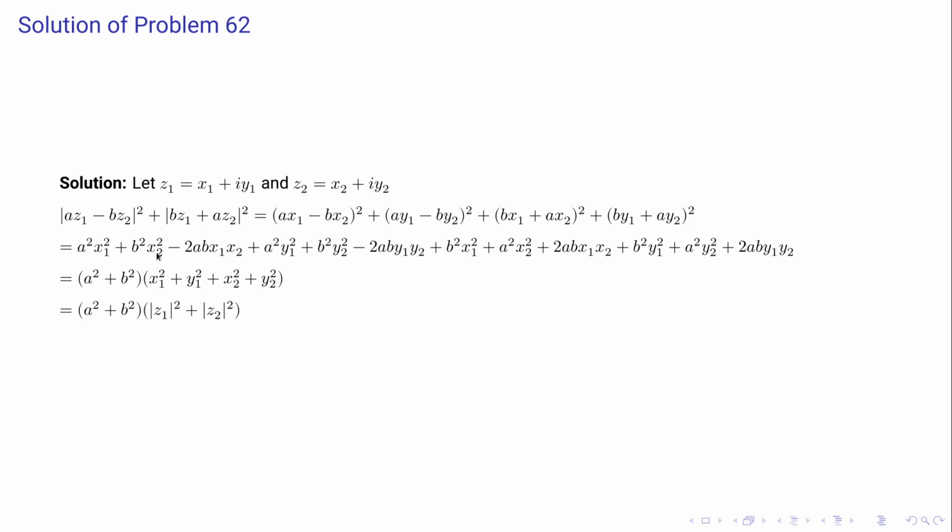Now it will have this expansion, and you will see that 2ab x1 x2 will get cancelled over here and over here. 2ab y1 y2 will also get cancelled. So from the rest you can take a square plus b square common, and the term which will be the product of this is x1 square plus y1 square plus x2 square plus y2 square. Now x1 square plus y1 square will be mod of z1 square, and x2 square plus y2 square will be mod of z2 square. So that gives us our desired result.